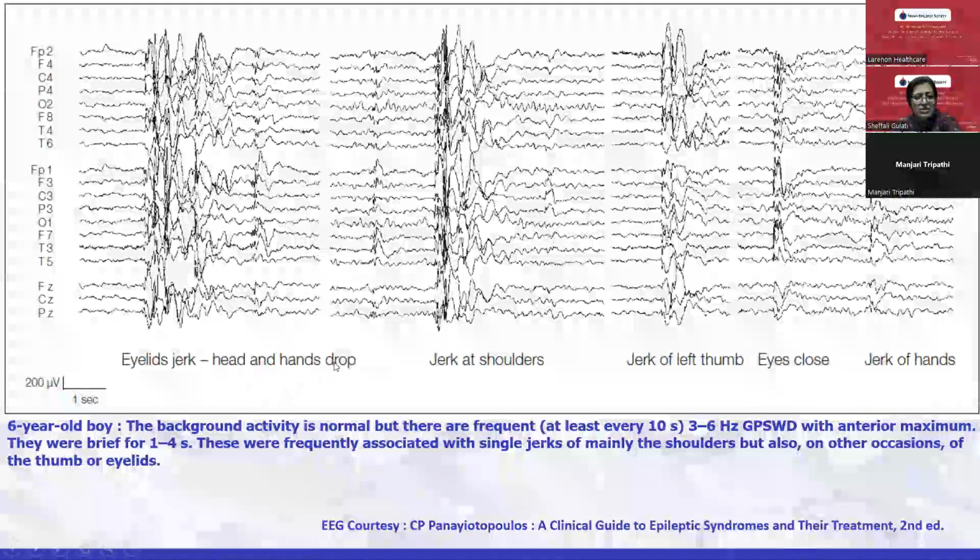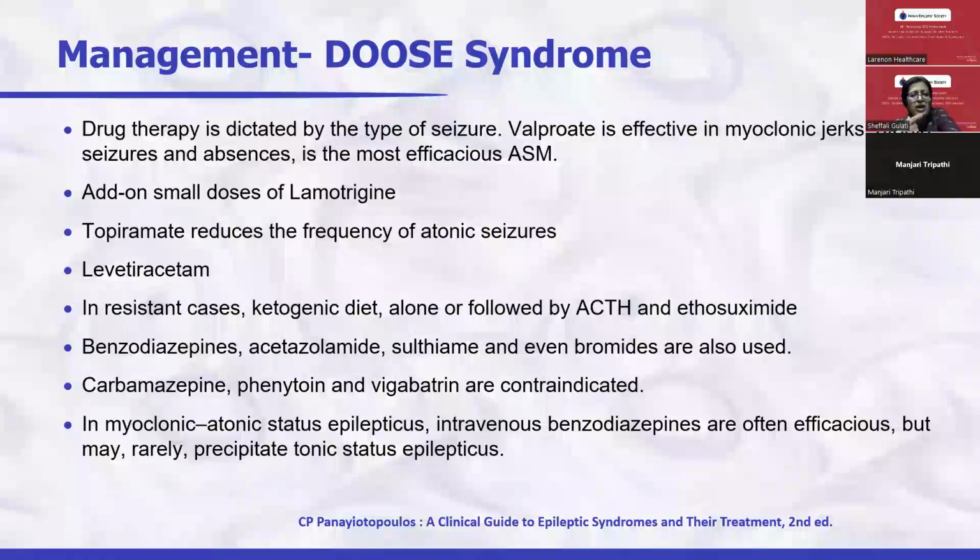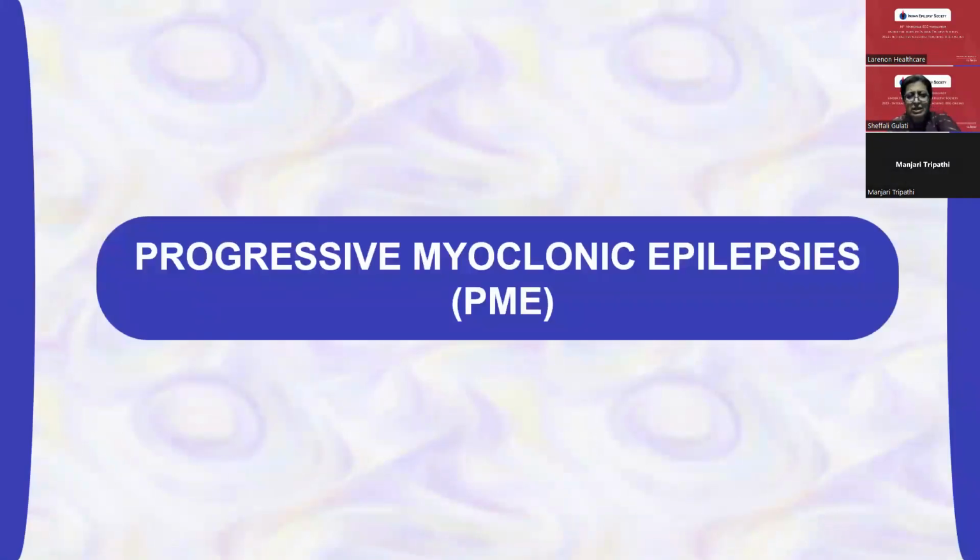So you can see this was a 6-year-old boy with the background activities normal, but there are frequent, at least every 10 seconds, 3 to 6 hertz generalized proximal sharp wave discharges with anterior maximum. They are brief, around 1 to 4 seconds. They are frequently associated with single jerks of mainly the shoulders, but on other occasions of the thumb and eyelids. So this was the child who had DOS syndrome, and valproate is effective, and we will not discuss in detail beyond that.